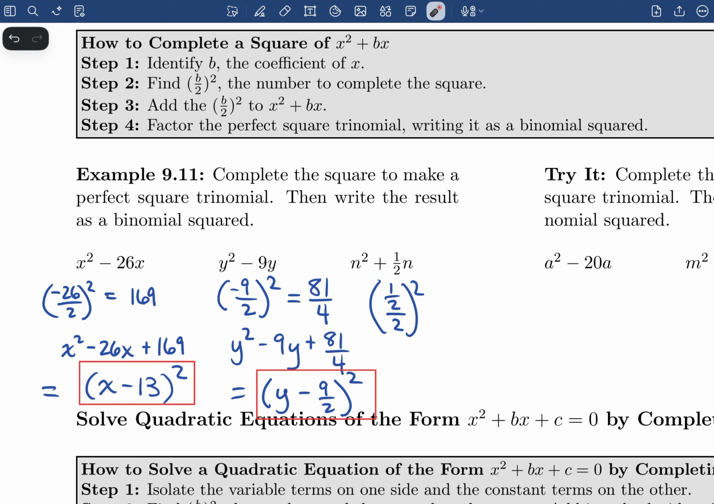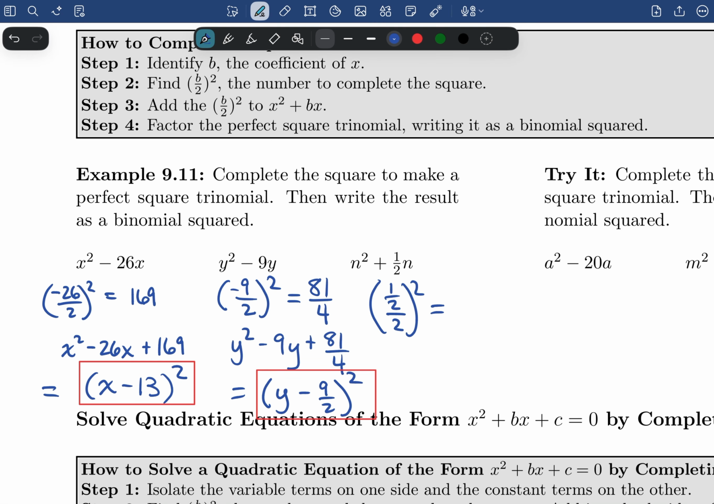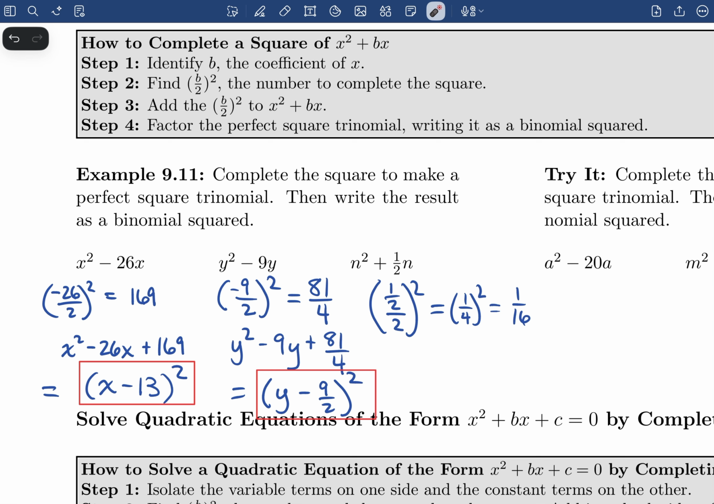1/2 divided by 2, squared. What is that result? Well, 1/2 divided by 2 is 1/4. And 1/4 squared, let me write that for you. 1/4 squared is 1/16, because 1 squared is 1 and 4 squared is 16. So that's how I got it.